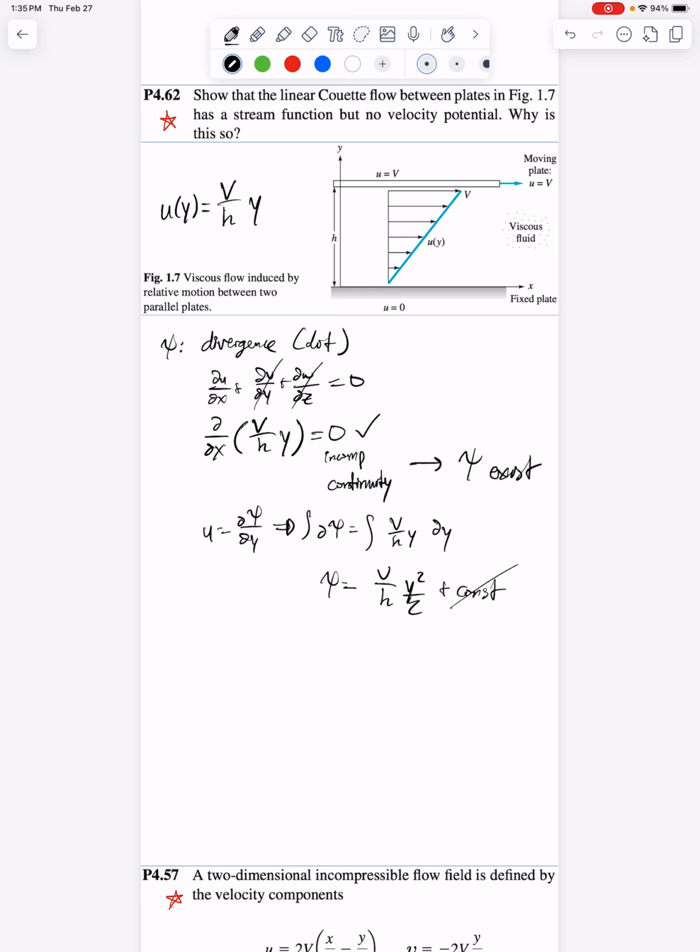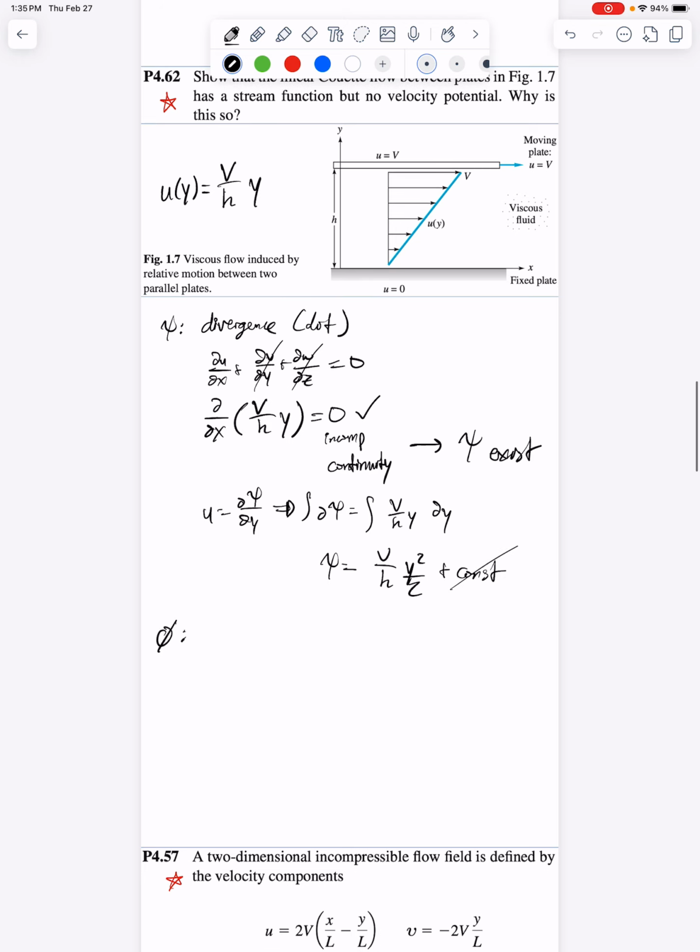Now, they want to talk about the velocity potential. For the velocity potential, once again, we work with the curl, which is a cross product. Let me specify that over here too. As you saw earlier, the dot product returns a scalar value, but the cross product returns a vector answer.